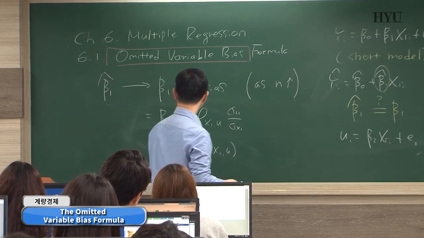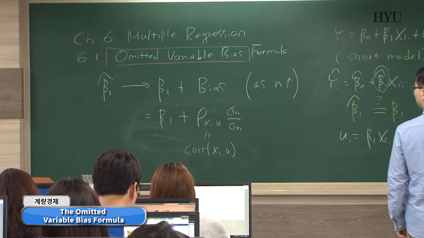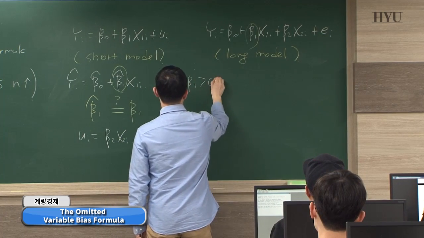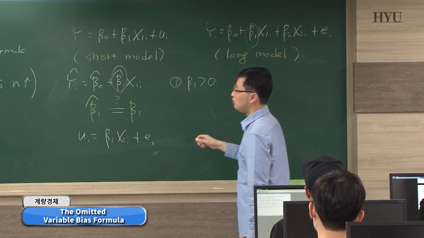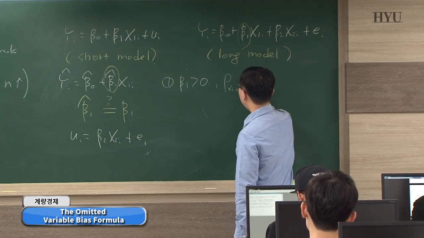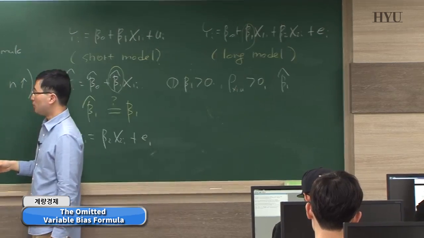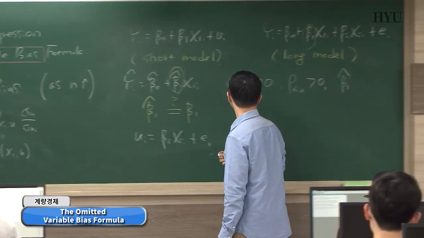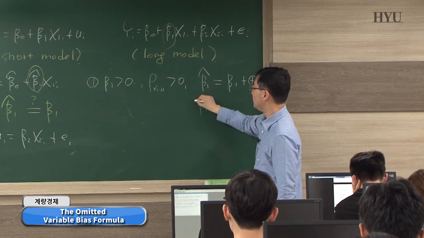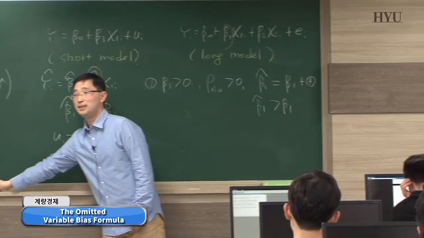So what is the direction of the problem? Let me just draw some picture. Now let's think about two cases. Now suppose that beta 1 is positive. The effect itself is positive. We have two cases. The first is when the correlation is positive. Then your beta 1 hat, if n increases, becomes closer to your beta 1 plus some positive number, right? So as n increases, it's going to be bigger than the true effect. So this is the case where you overestimate the effect.